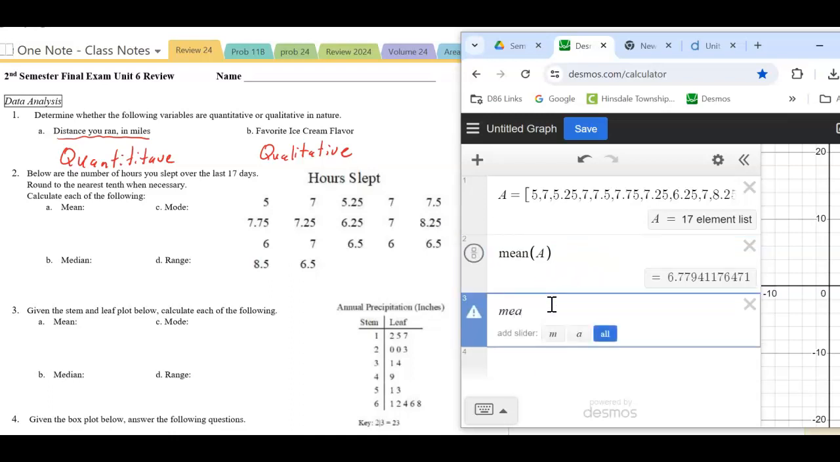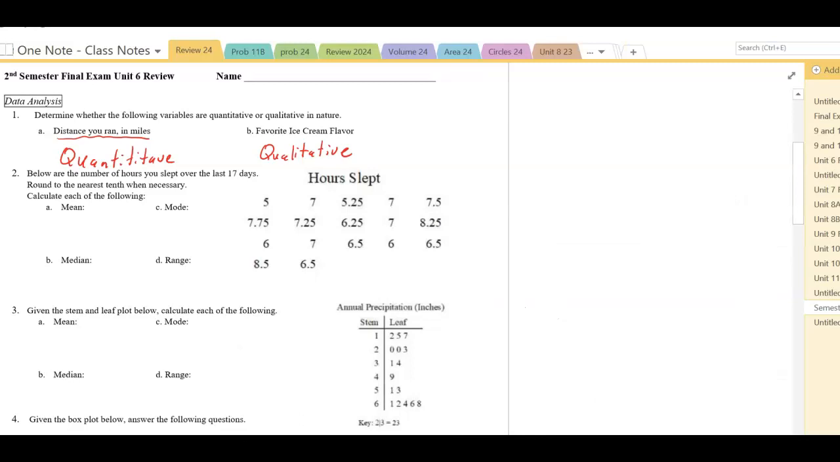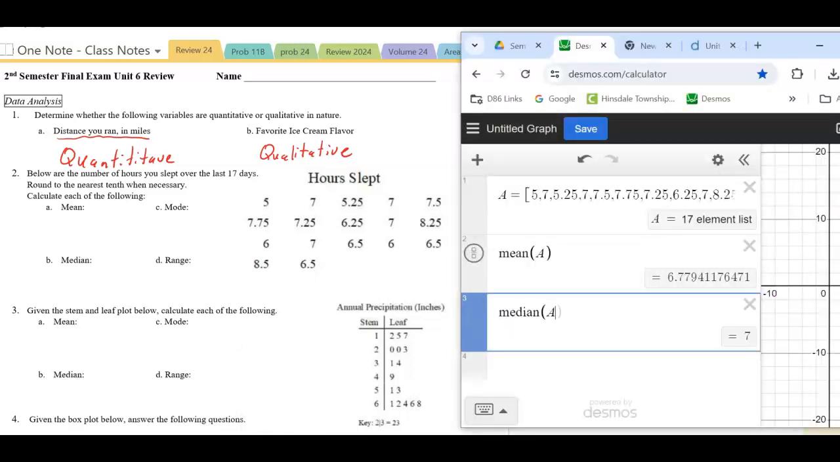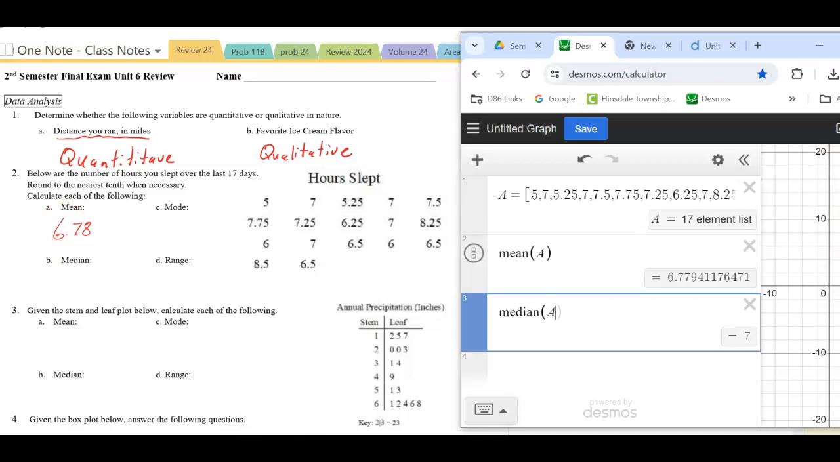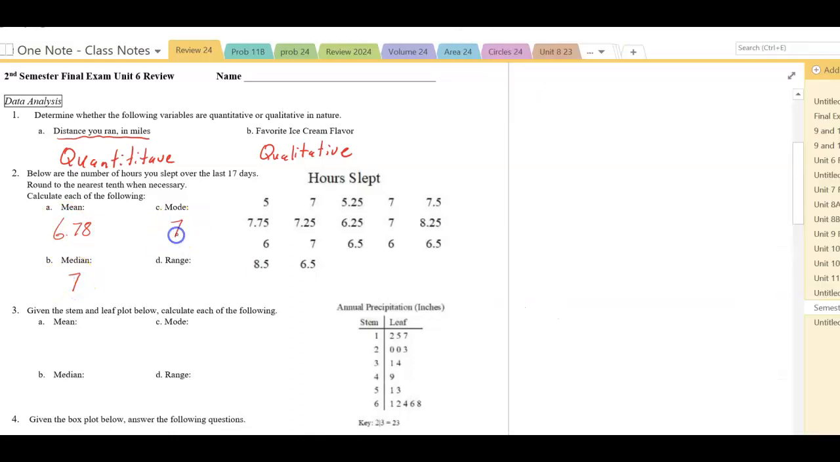You could type in the median of A, and you'll get the median is 7. The mode is the number that occurs the most often. So for that particular problem, you're going to have to kind of read the numbers. It looks like the mode is 7. It is the number that occurs the most since there are 4 7s. So the mean was 6.78. The median was 7. The mode is also 7.